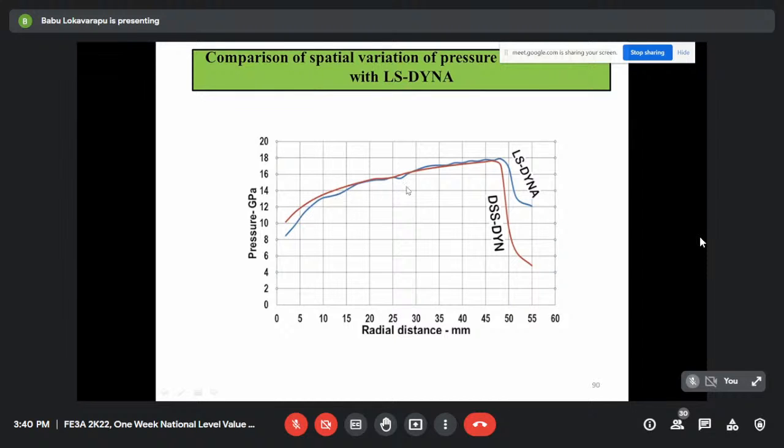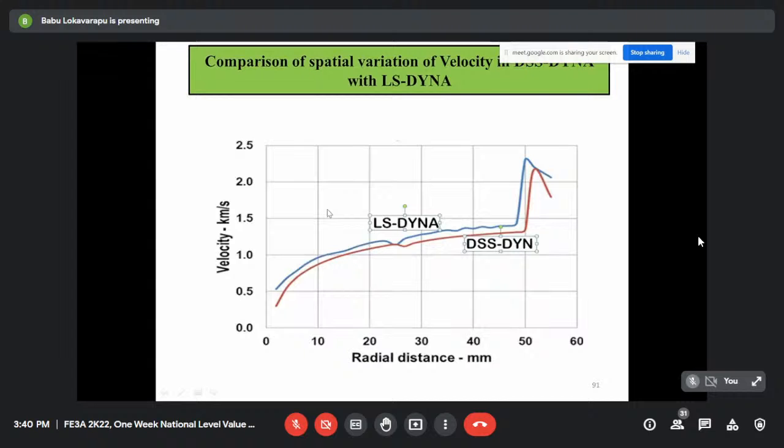Now you can see the validation of LS-DYNA and DSS-DYNA, these two. This LS-DYNA is the published result, and the other is whatever we have done using the in-built code DSS-DYNA. So the values are matching almost. The trend is the same for the pressure wave propagation. Similarly, velocity also shows the same trend. There is slight variation in the values, but the trend is the same. So it is also matching well.